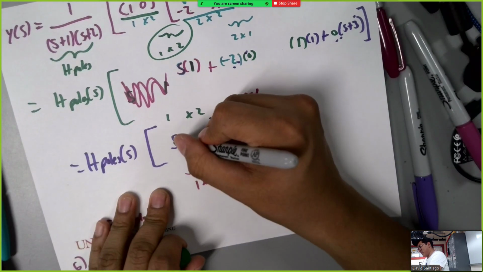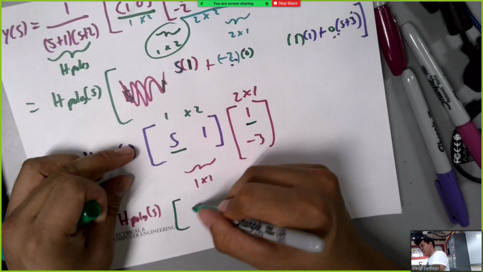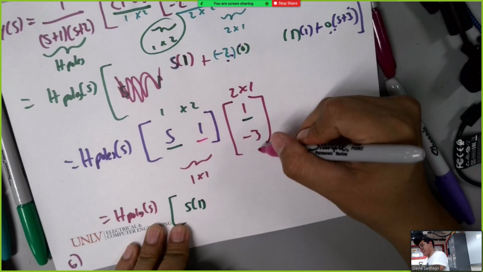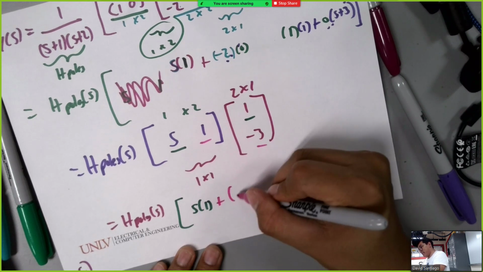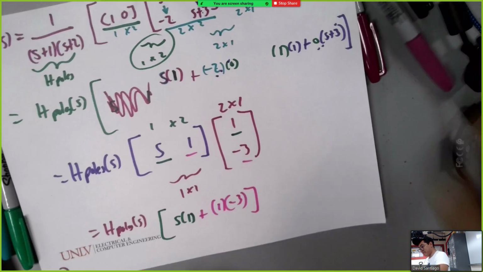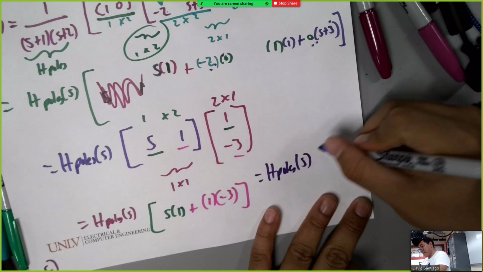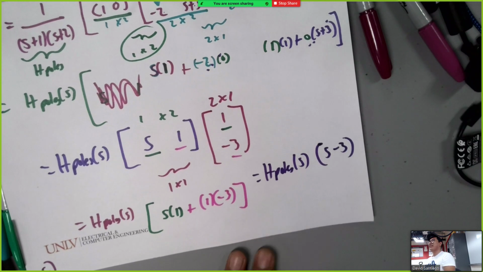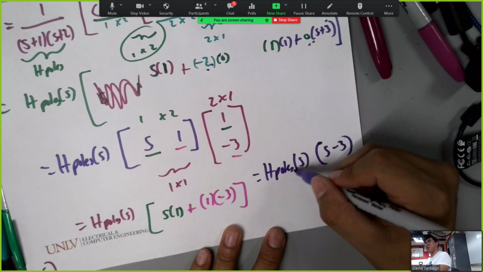Okay, so we're gonna look at this and this. Okay, we're gonna multiply s times 1. S times 1, okay? Then we're gonna look at this and this. 1 times minus 3. This is plus 1 minus 3, okay? To give us H of s, s minus 3. Is that clear? And now you see where h of s is?